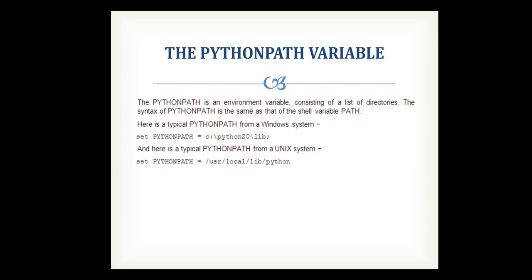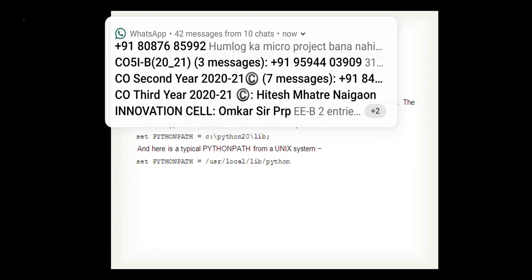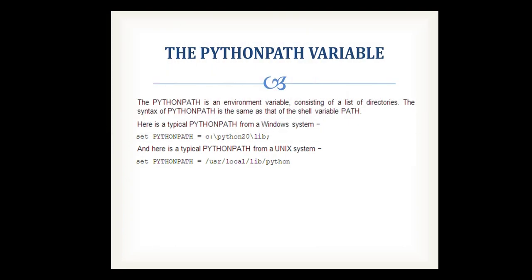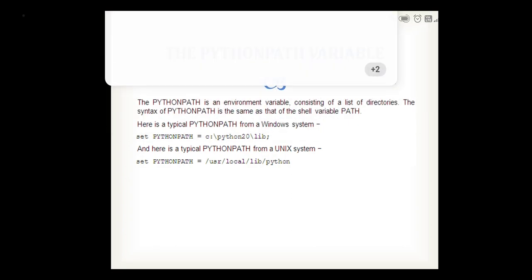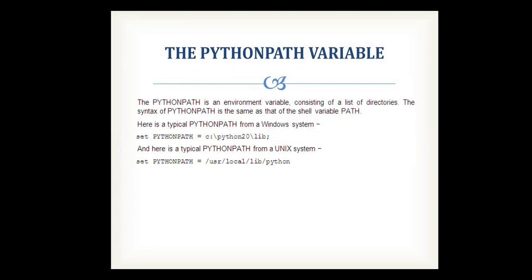So next is the PYTHONPATH variable. The PYTHONPATH is an environment variable consisting of a list of directories. The syntax of PYTHONPATH is the same as that of the shell variable PATH. Here is a typical PYTHONPATH from a Windows system: set PYTHONPATH=c:/python20/lib. And here is a typical PYTHONPATH from a Unix system: set PYTHONPATH=/usr/local/lib/python.